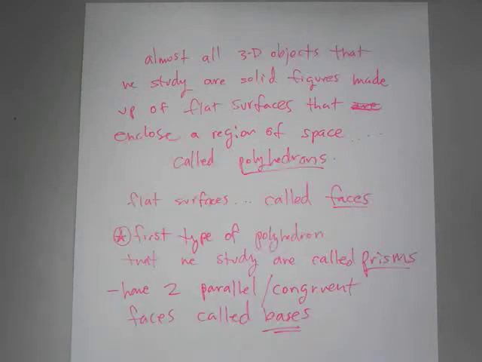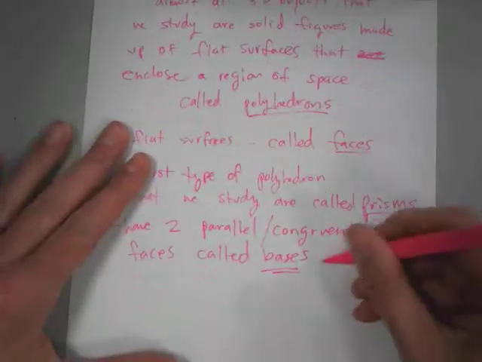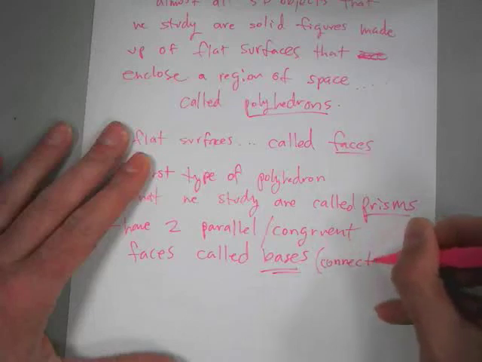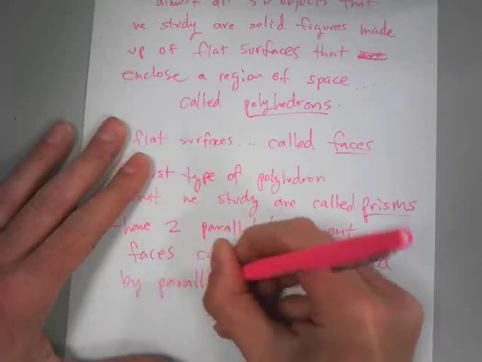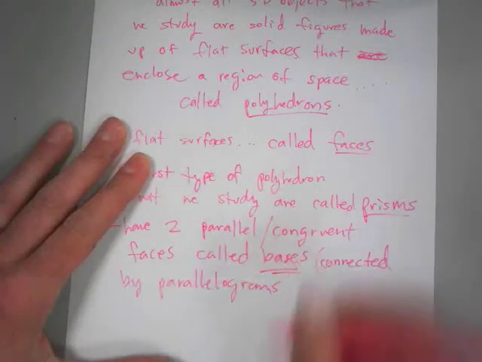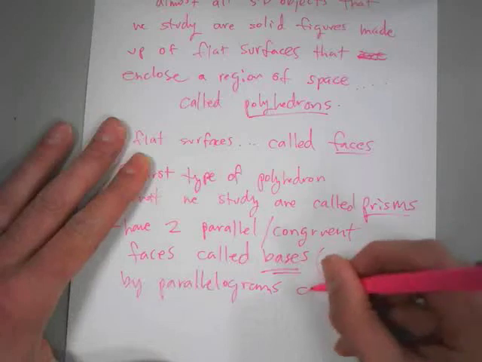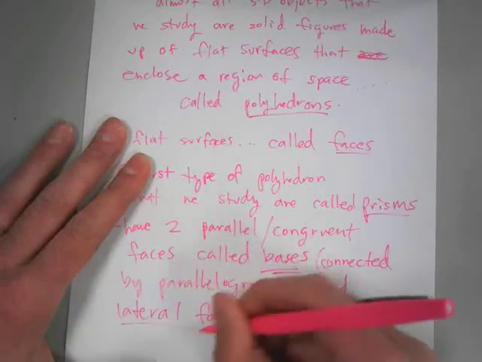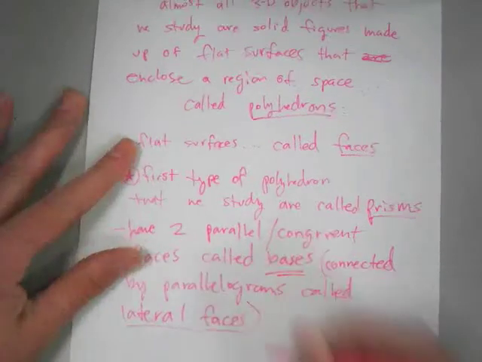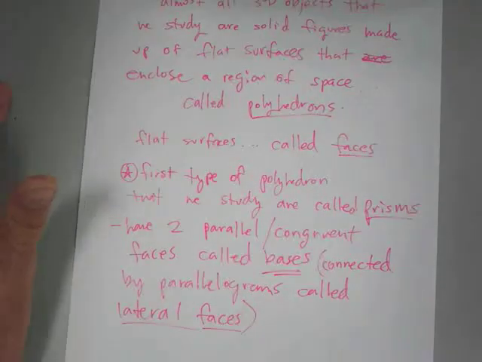These bases are connected by parallelograms called lateral faces. I don't know how much you'll see lateral faces in my vocab, but you will see lateral area in a lot of math classes. Okay, so we have polyhedron, faces, prisms, bases, and lateral faces.